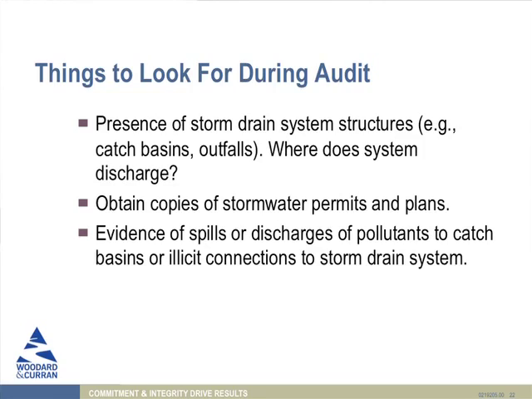Get copies of the stormwater permits and plans, and as I recommended with the SPCC plans, if you can get these in advance, you're really going to be much better off because that sedimentation control plan can be a pretty lengthy document. And the more you can review it at your leisure before you get on site, the better you'll be. Look for evidence of spills or discharges of pollutants to catch basins or illicit connections. Go out and look at some of these outfalls. If the campus has outfalls that are going to a drainage swale or that are going into a stream or a creek, if you see something blue coming out of the end of that pipe, that should be a flag that there's something wrong. That probably should not be coming out of that pipe. That would be an illicit discharge.